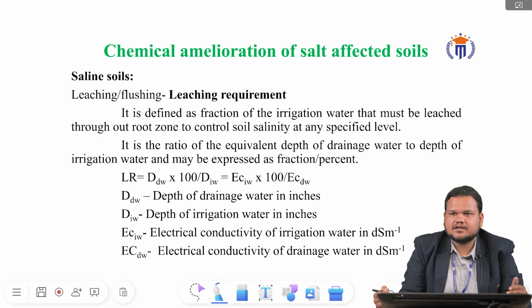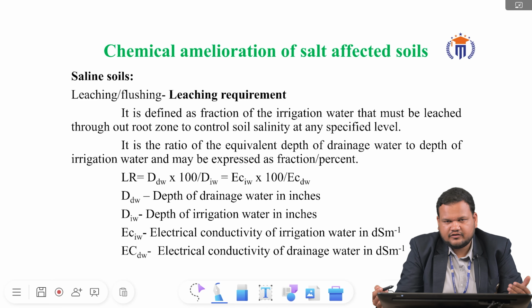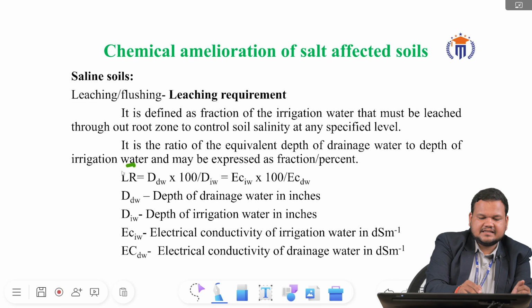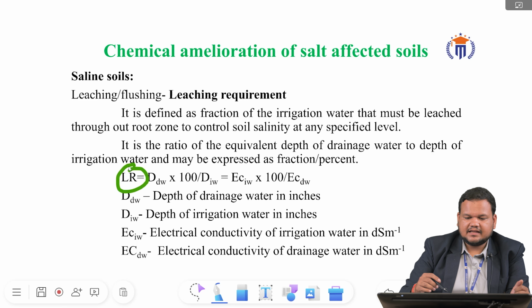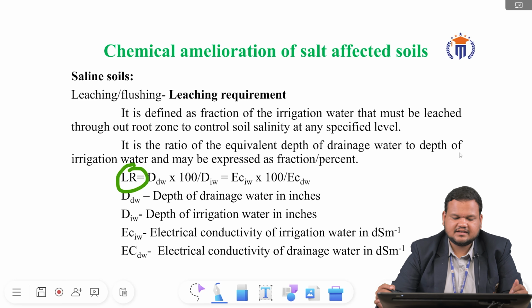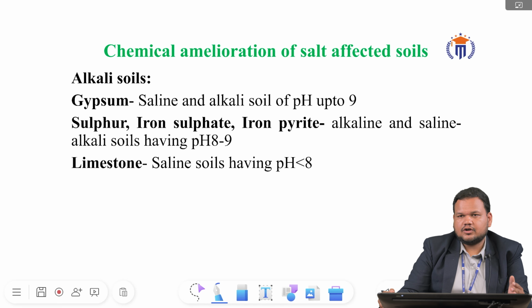And these saline soils, as we told, depend upon the irrigation water. If you are giving more amount of irrigation water, automatically due to the diffusion process, the salts which are present within the soil will go towards the water. That is given by the leaching requirement, which is nothing but the ratio of the equivalent depth of drainage water to the depth of the irrigation water, expressed in percentage. Next, coming to alkali soil.